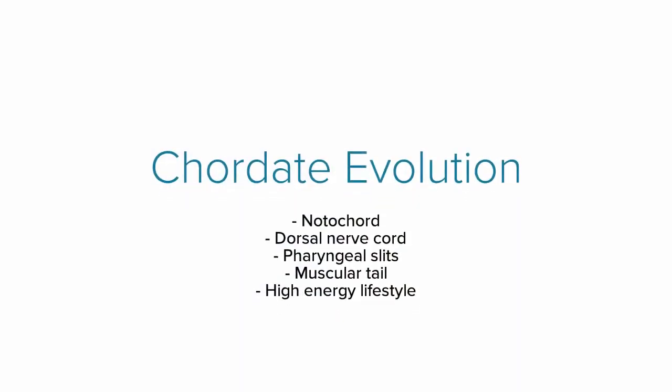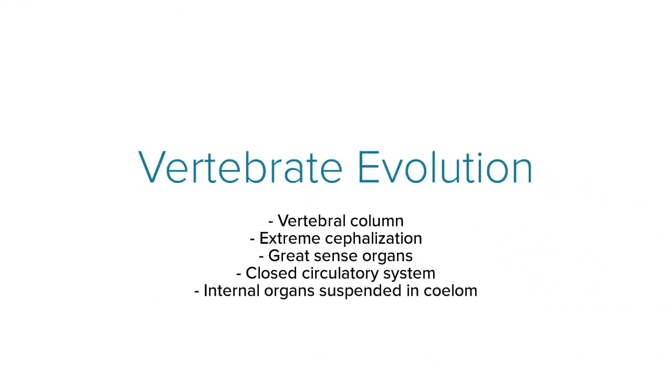As we move on to chordate evolution, you see much more complex structures, one of which is the notochord, and this allows for structural support and is the most conserved structure within the chordates. You also see a dorsal hollow nerve cord, pharyngeal slits, which were originally for feeding and then evolved to be for breathing. You see a muscular tail, which can be used for propulsion, and chordates usually have a pretty high energy lifestyle.